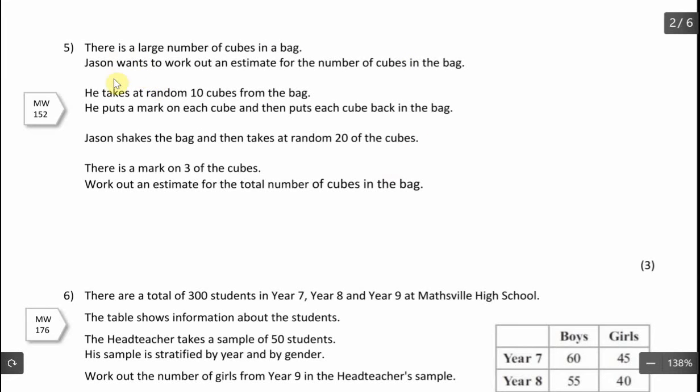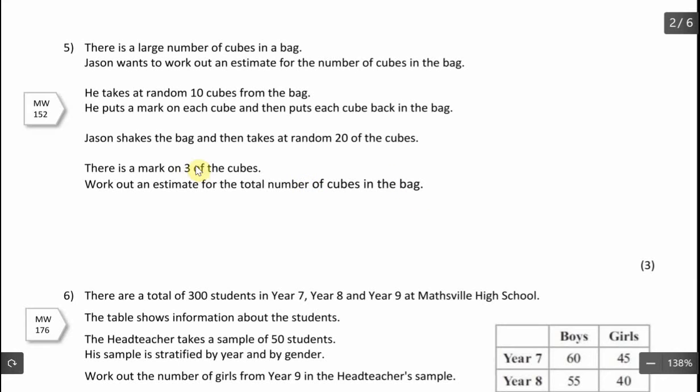There's a large number of cubes in a bag. Jason wants to work out an estimate for the number of cubes in the bag. He takes at random 10 cubes from the bag. He puts a mark on each cube and then puts each cube back. Jason then shakes the bag and takes at random 20 of the cubes. There is a mark on 3 of them. Work out an estimate for the total number of cubes in the bag.